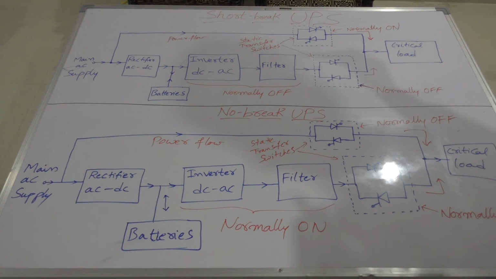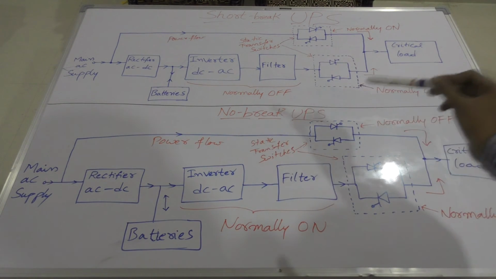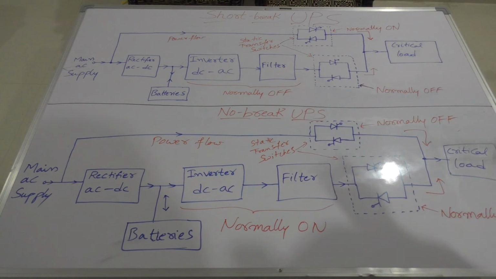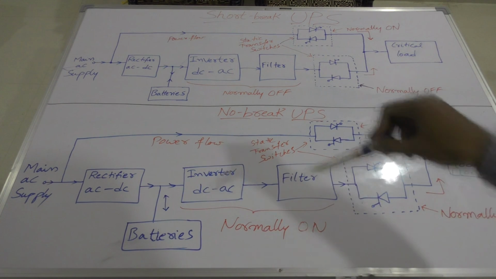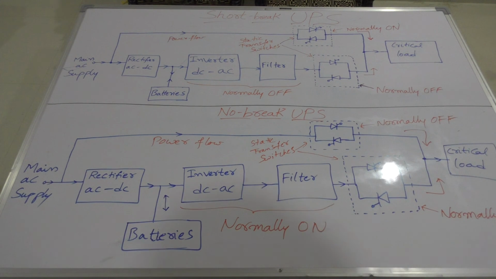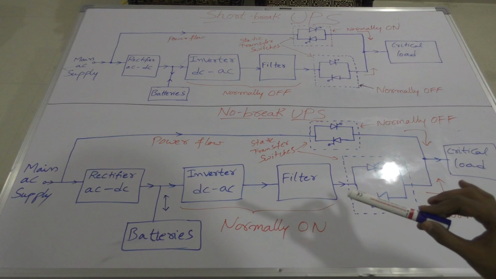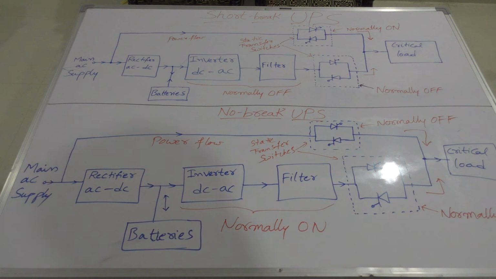So when we compare these two configurations, no break UPS is better than short break UPS. No break UPS has various advantages. Some of the advantages are that whenever there is a transient in the main AC supply, we can protect our loads by using this configuration. And also, the inverter output frequency can be maintained at desired values. These are some of the advantages, and this is about the two types of static UPS configurations. Thanks a lot.